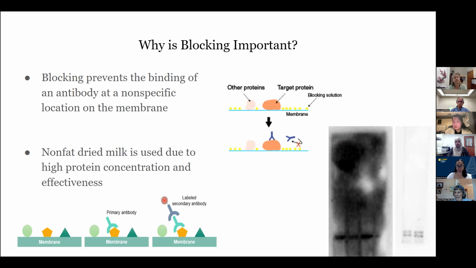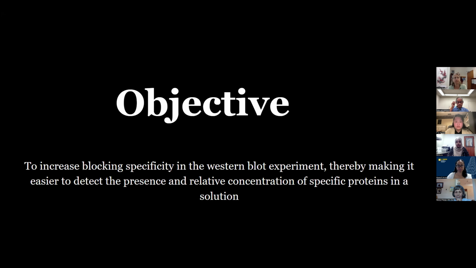And so typically we'll use non-fat dried milk just because it has a wide variety of proteins in it and a high protein concentration. So my objective of this project was to increase blocking specificity of the Western blot and reduce background, thereby making it easier to detect the presence and relative concentrations of specific proteins.